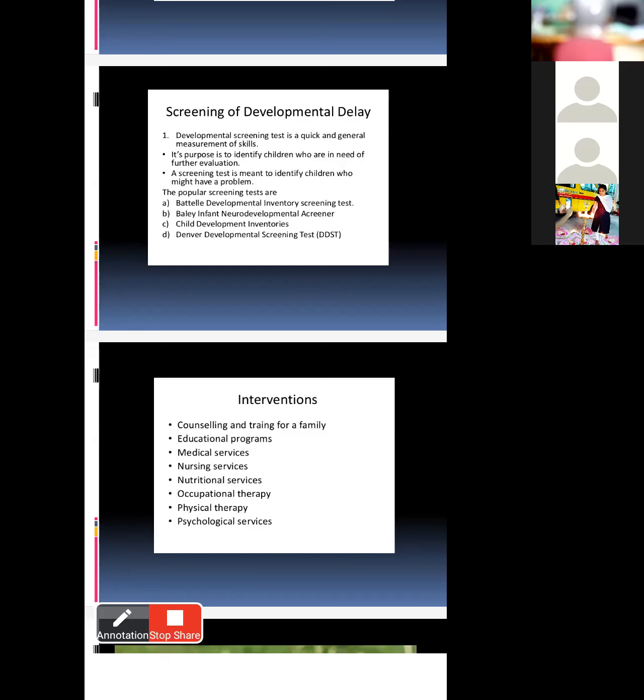And a screening test is a means to identify children who might have a problem. Children who have any problem, like a vision problem, eye problem, ear problem, or a problem related to emotional behavior, we can easily identify through the screening test.